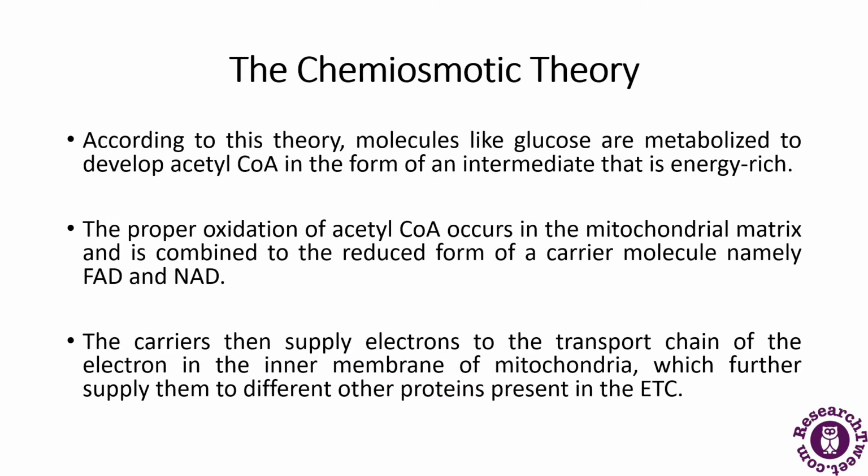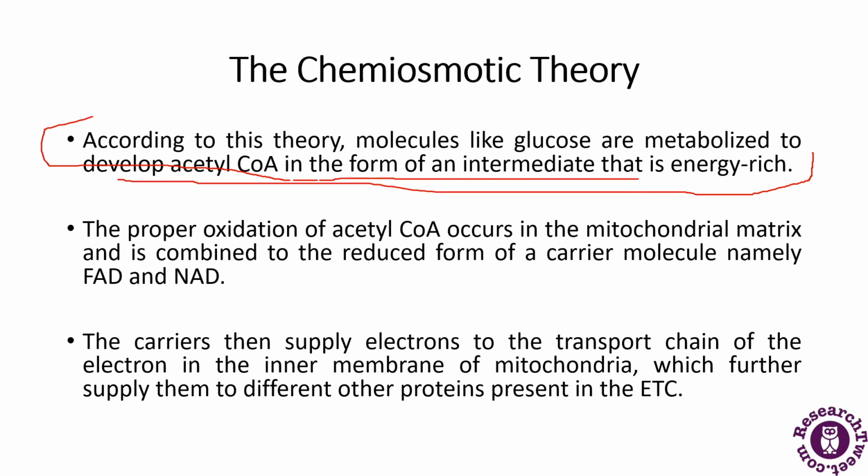So now what is the chemiosmotic theory? The chemiosmotic theory is about molecules like glucose. They are metabolized to develop acetyl coenzyme A, which is an intermediate that is energy rich.